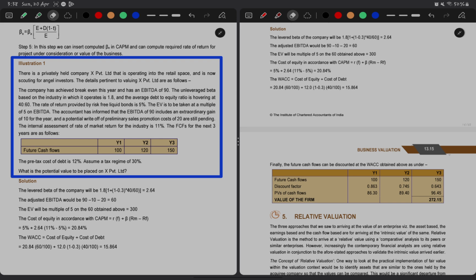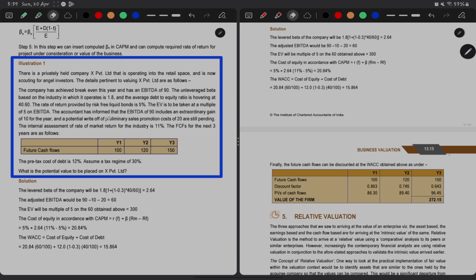Let's say here X Limited is into the retail space. What if some other company in the retail space is sold for this much amount, like 5 multiples of EBITDA? That's what this enterprise value will give. It will give the investors a base for comparison. So if we find out the enterprise value, we can compare it with the industry standards. That's how enterprise value will help us.